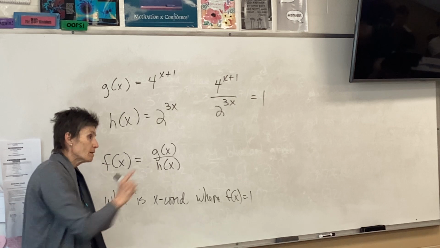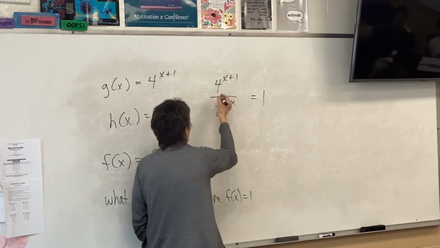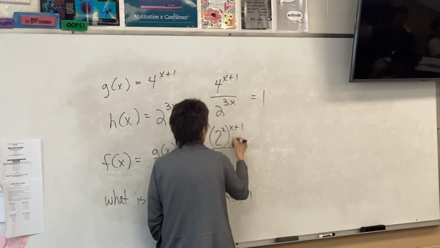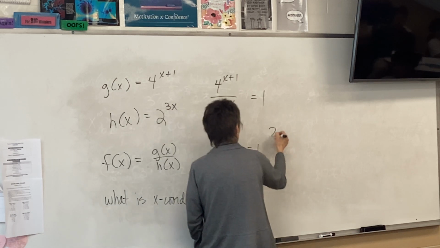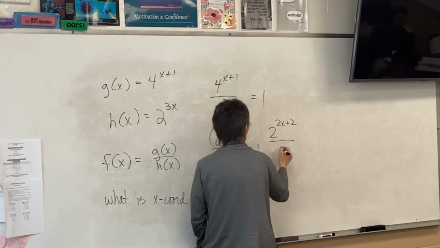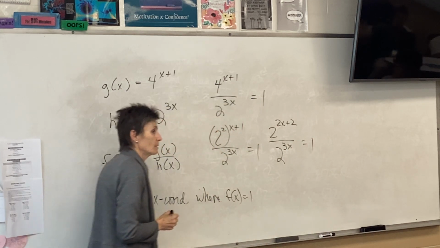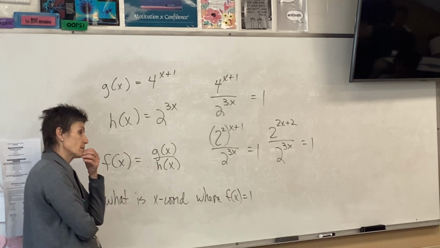Make 4 to 2x plus 2. Get a common base. Yeah. So this is 2 squared. That's still okay. Just do 2x plus 2 or 3x. So 2 to the 2x plus 2 over 2 to the 3x equals 1. Now you got a couple different ways you can go. What would you like to do next?